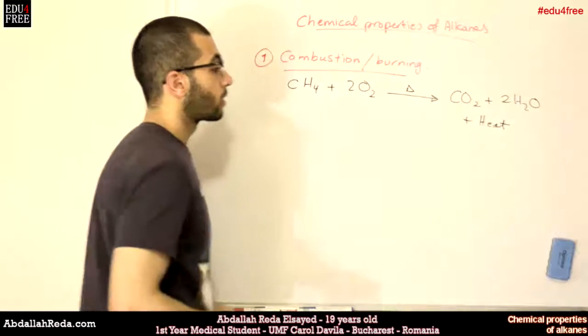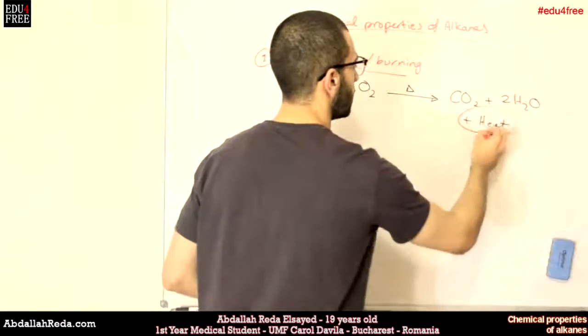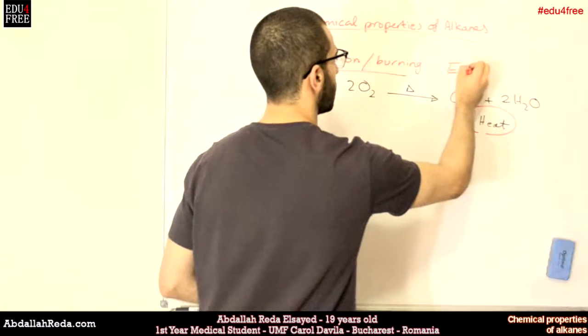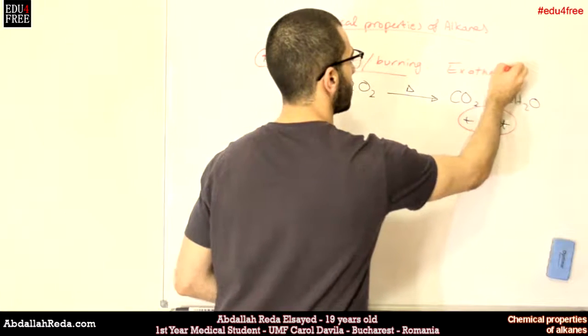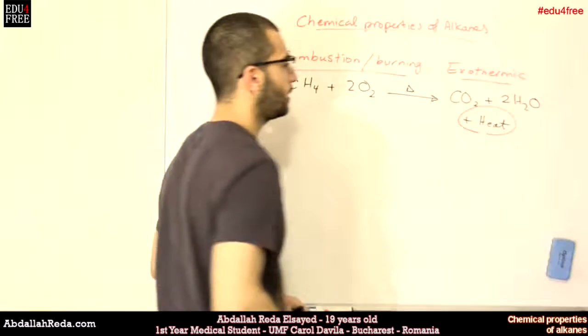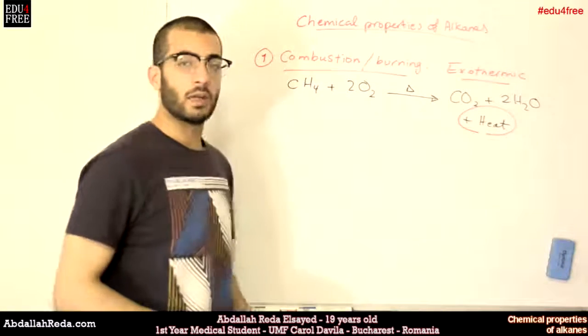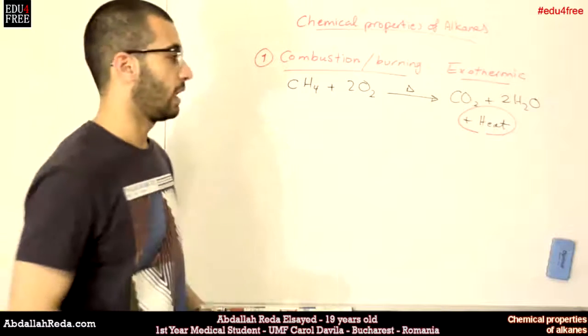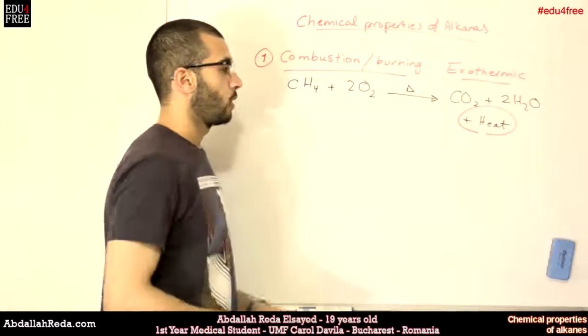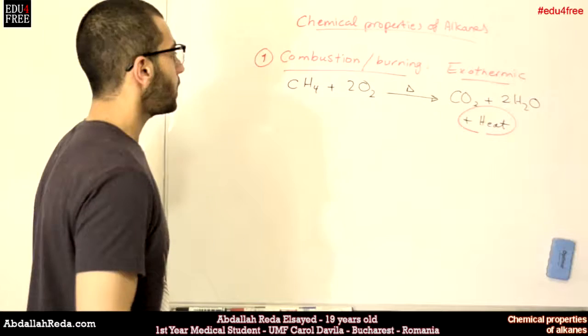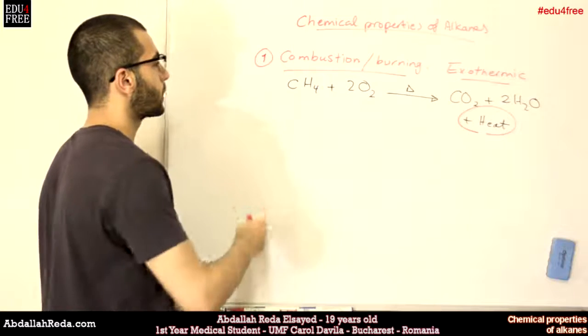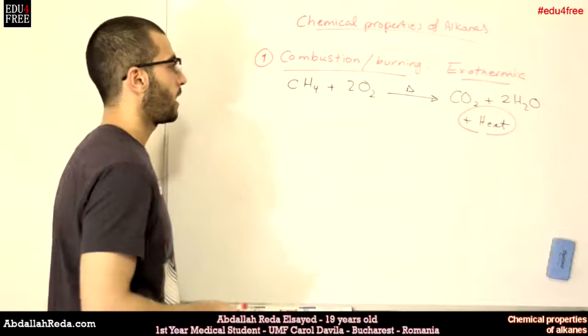So we conclude from that this reaction is an exothermic reaction because it produced heat as a form of energy. So that's why the alkanes are actually used as fuels, because they generate heat when they are burned. So this is the first type of reaction that we have today.